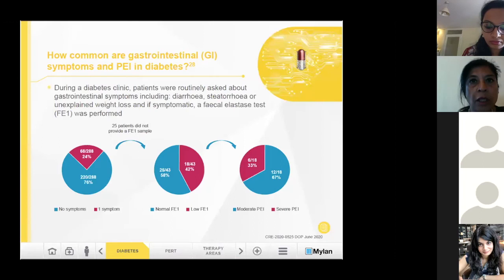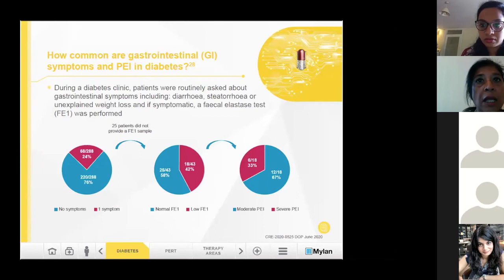So let's have a look at the findings from this clinical paper. During his diabetic clinics, patients were proactively and routinely asked about their GI symptoms, including stomach pain, diarrhea, using the Bristol stool chart, steatorrhea, or unexplained weight loss. And if they had any symptoms, a fecal elastase test was offered.